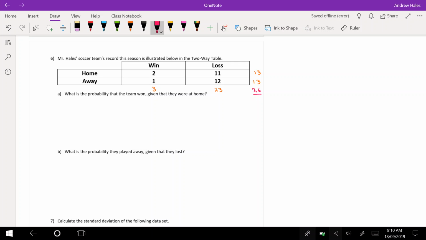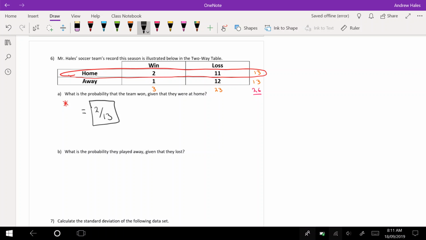So what's the probability that my team won, given that they were at home? Well, let me color code this. This is red, so this is when I was at home. So given I was at home, when did I win? Well, I had 13 games at home. I won 2 of them. So the probability that I won, given I was at home, is 2 out of 13.